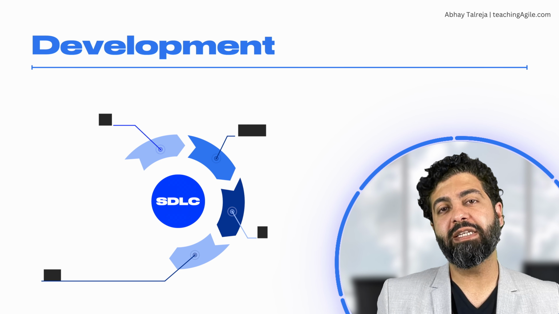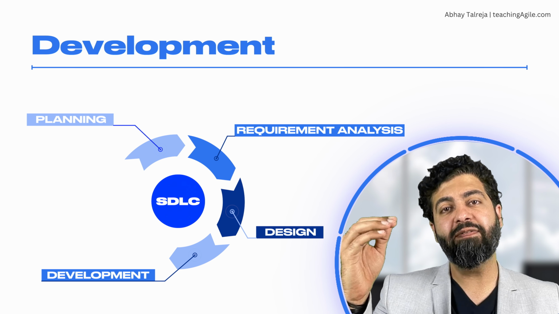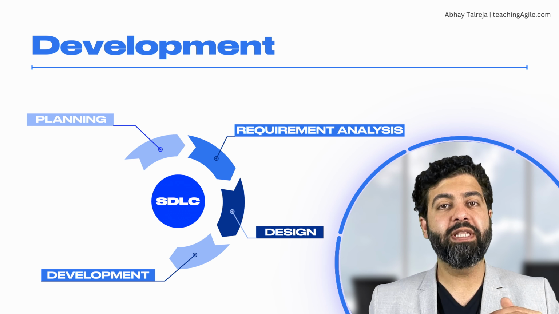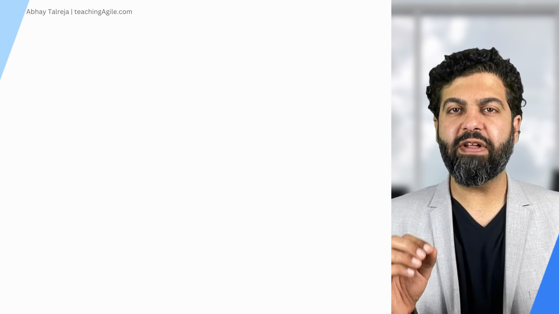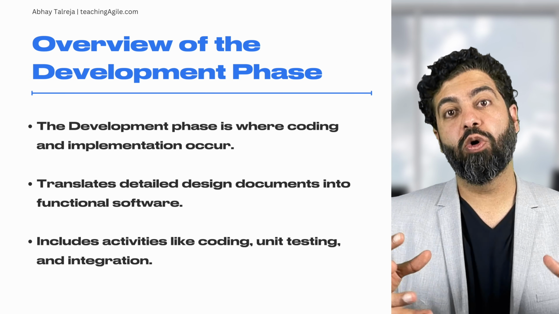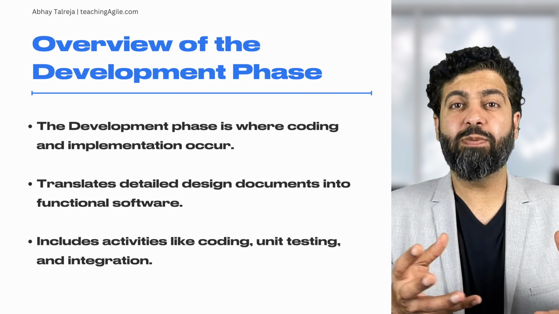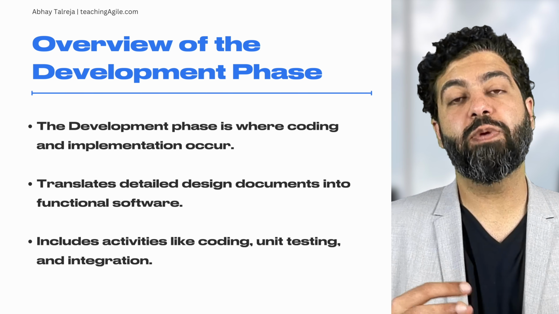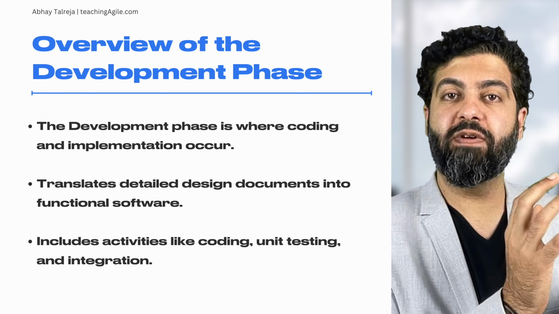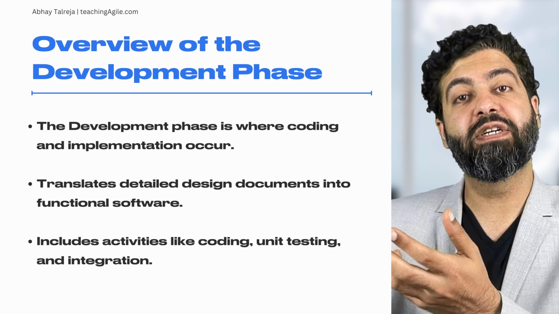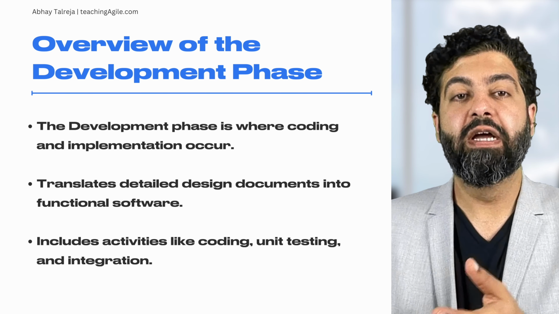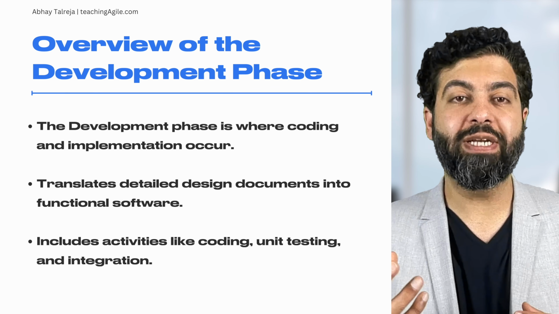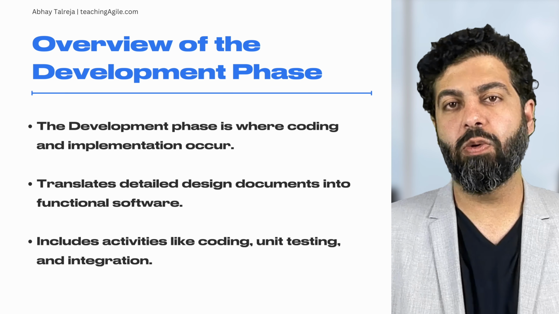If you remember our SDLC, we started with the planning phase, we got the requirements settled, then we created a design, and now we are doing the development of that product. The development phase is the phase where your actual coding happens. This is where, as we say, the rubber meets the road. This is the phase where you convert your design document. Whatever was the output from your design phase gets converted into a working software. This is also the place where you conduct activities like development, unit testing, integration, and so on and so forth.